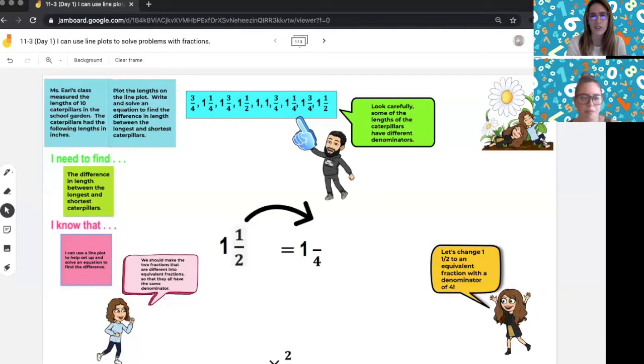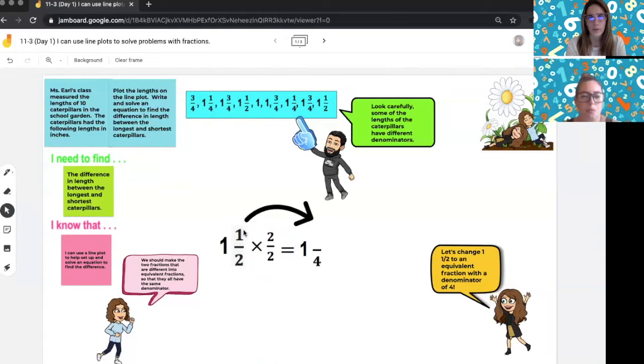So how can we turn 1/2 into fourths? What would we need to multiply by? We need to multiply by a fraction that's equal to 1. And in this case, if I need to multiply 2 to get to 4, I need to multiply 2 times 2. So I would need to use the fraction 2/2.